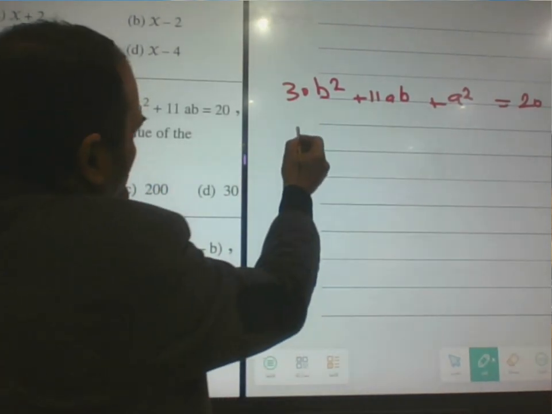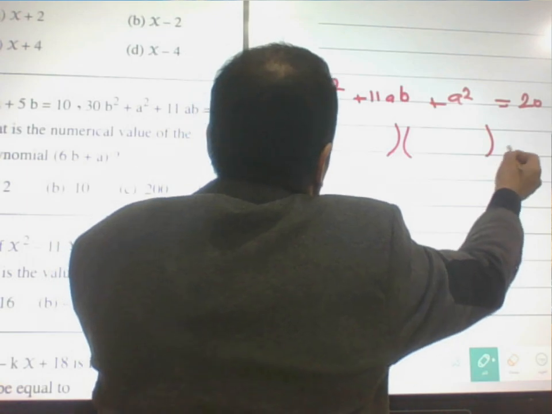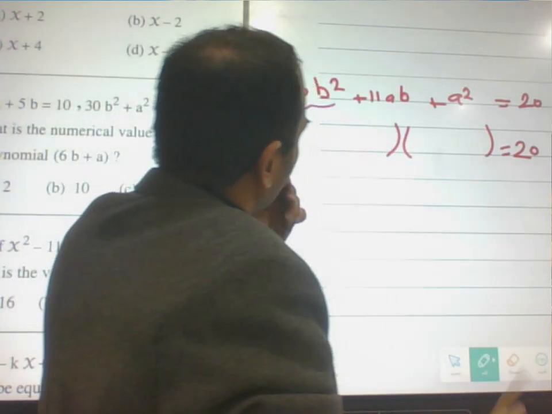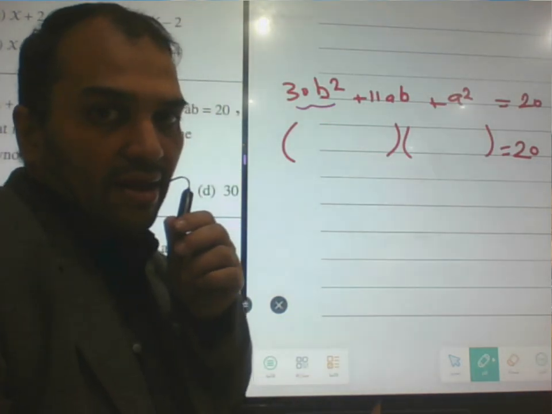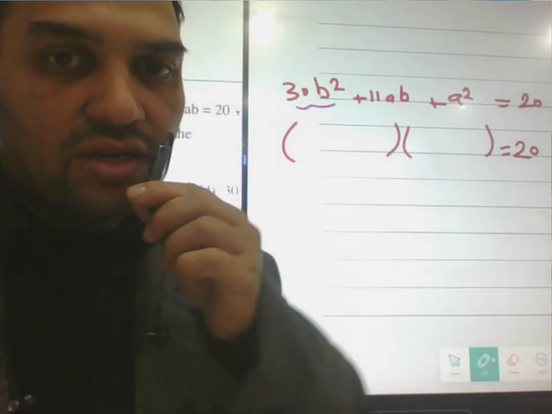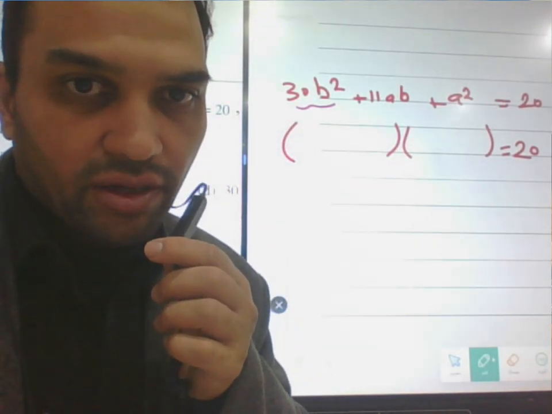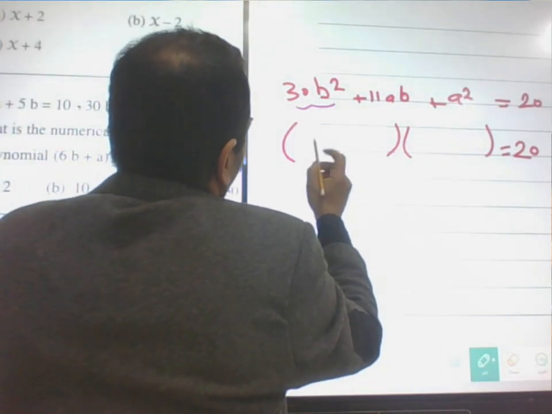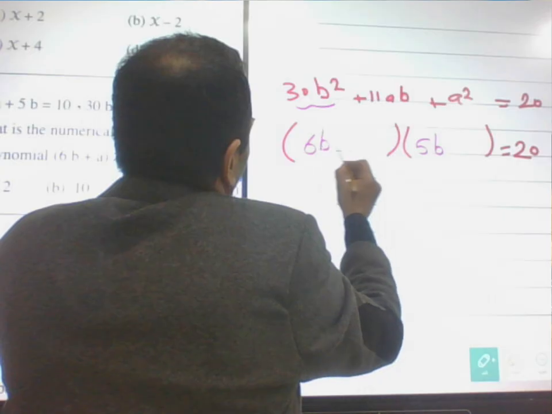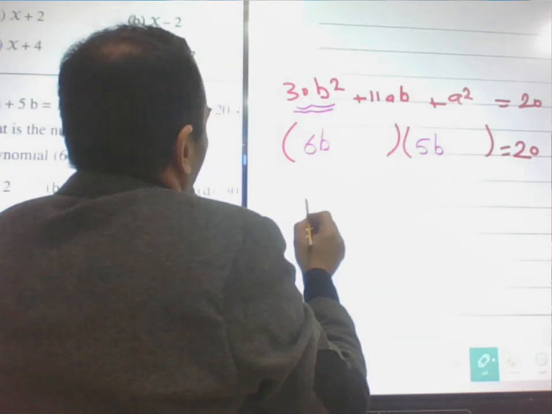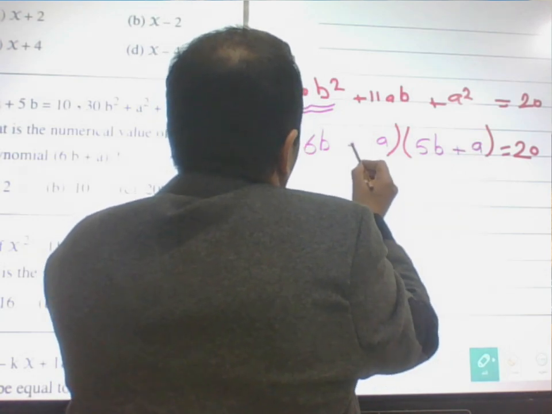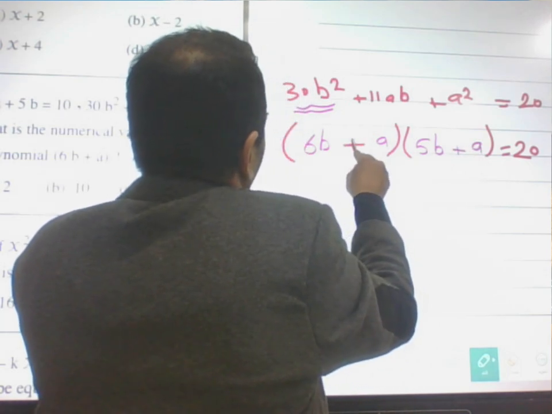We can open here two brackets to factorize this expression, and the answer was 20. For 30b power 2, we want two numbers whose product equals 30, and in the middle the summation of the two numbers will be 11. We know 5 times 6 equals 30, and 5 plus 6 equals 11. Then you can write 6b and 5b. The product between them together equals 30b power 2, and a power 2 equals a by a. The signs here will be positive and positive.